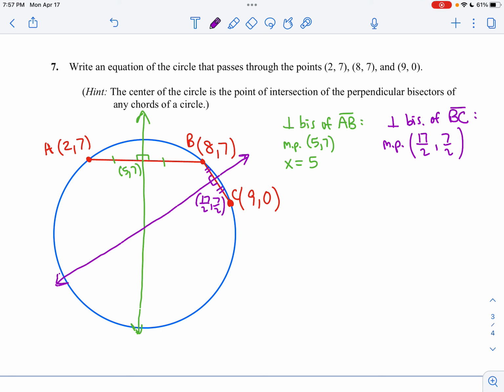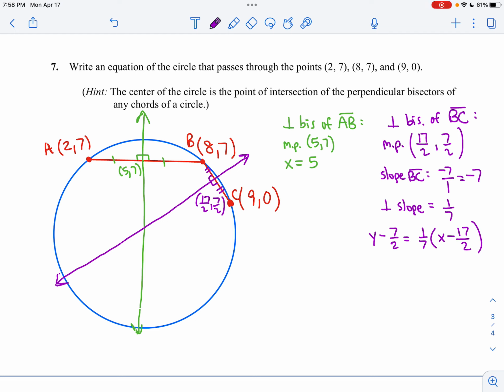Now we want the purple slope, but we can't get it yet. We do have to start with the slope of BC. So 0 minus 7 and 9 minus 8. That was pretty quick and not too painful. And then we need our perpendicular slope. So finally we got the slope of the purple line. That'll be the opposite reciprocal of positive 1/7. And so then our equation of the purple line, we can use point slope: y minus 7 halves equals the slope times x minus 17 halves.